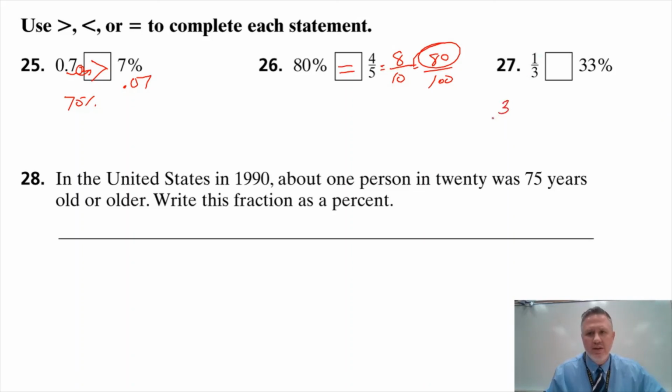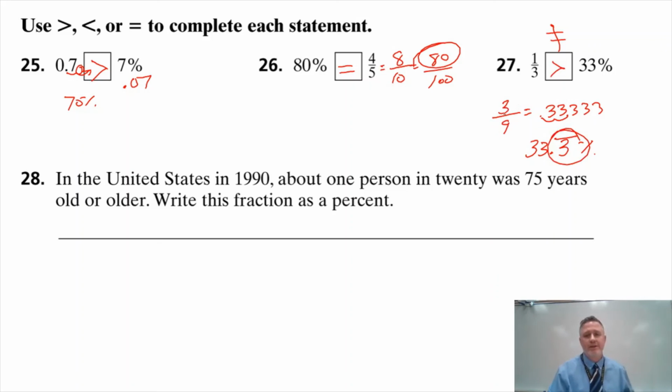And the last one here, 1/3. Well, I know that's equivalent to 3/9, and anything over 9 repeats. So this is going to be 0.3 repeating all day long. If I made that into percent, that would be 33.3% repeating. So what's bigger, 33.3 repeating percent or 33%? A lot of us are going to say equal, and that is wrong, right? This is bigger by 1/3 of a percent, okay?